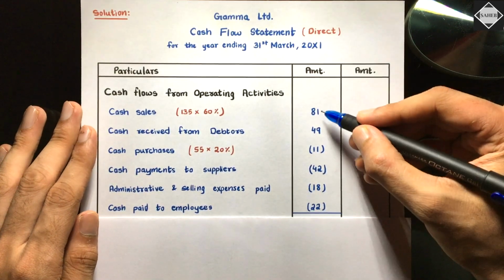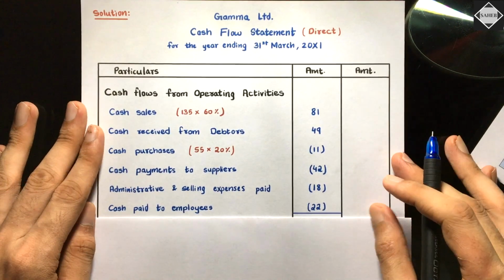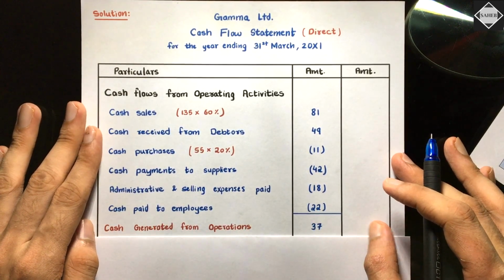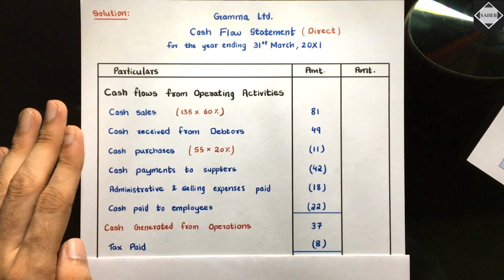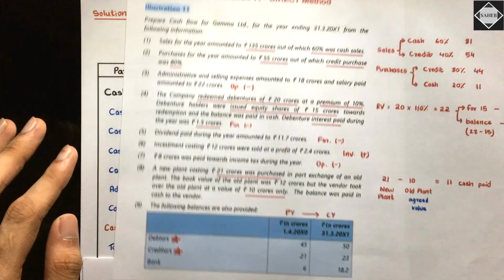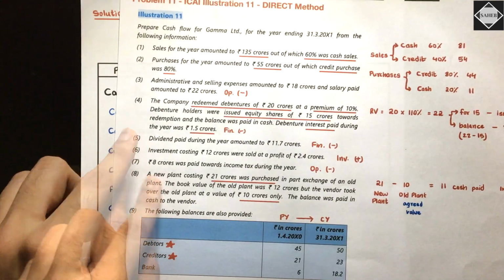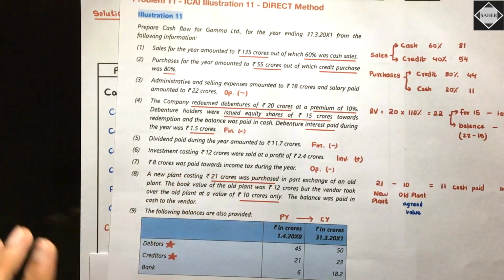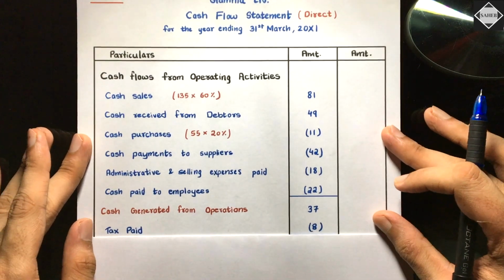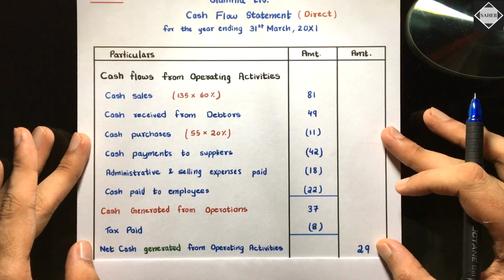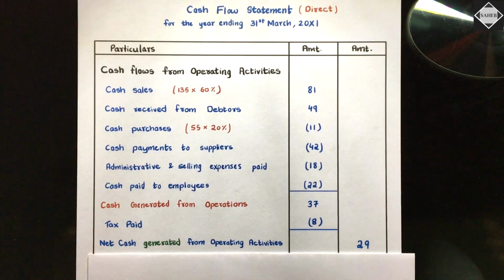So what we have to do now, we have to make a total. Before subtracting the tax, you have to make a total, that's called cash generated from operations. Then you have to subtract the tax paid, which is 8 crores given in the question. See here, 8 crore was paid towards income tax during the year. This will be subtracted in operating activities, as usual. 37 minus 8, that's equal to 29 crores, which is net cash generated from operating activities. Because of operations of the company, this much cash we have generated during the year. Is it clear? Net cash flow.